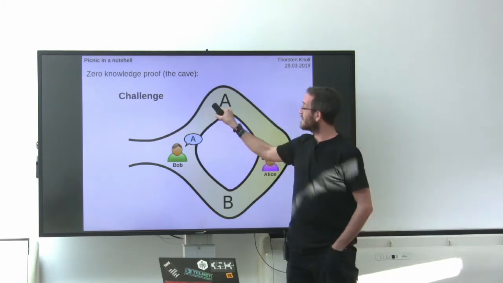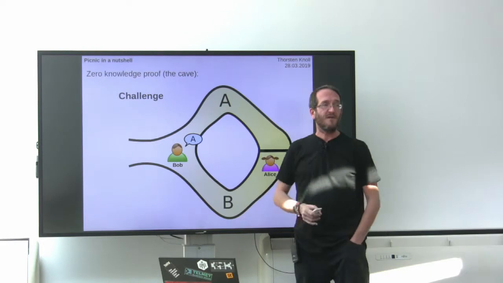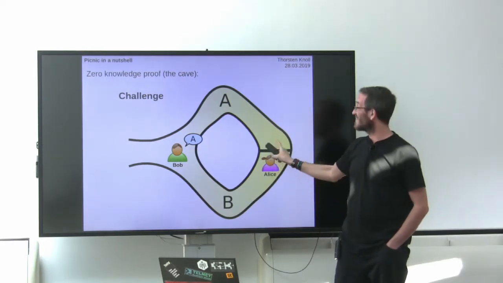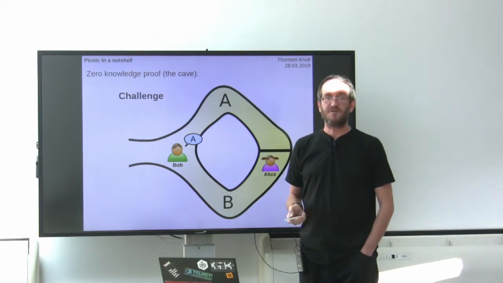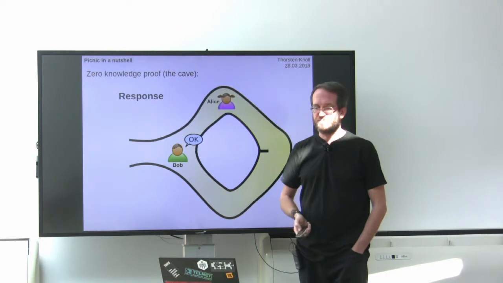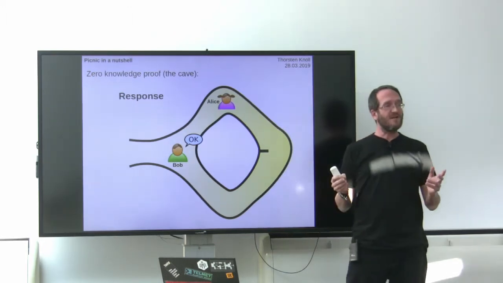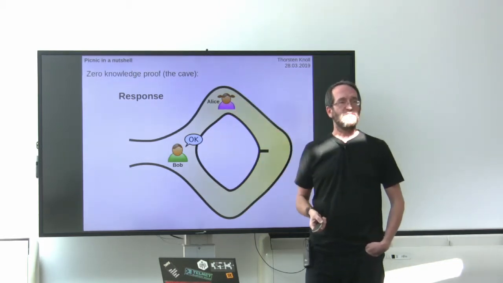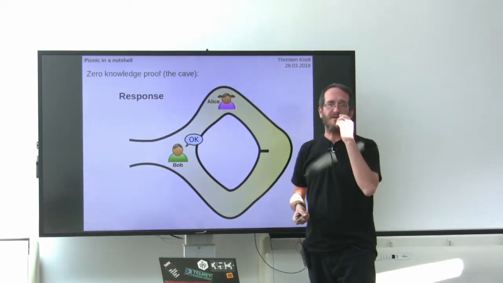But if he asks her to come out of this side of the cave, A, she has a problem if she doesn't have the secret, namely the key, because she can't go through that door without the secret. That is a challenge. Bob challenges Alice. Alice says, oh, wow, I have the key, and I can go through that door, so I can get out at A. And Bob sees Alice coming out at A.